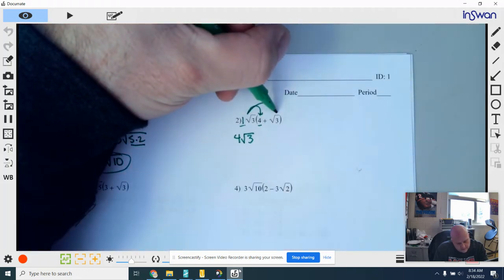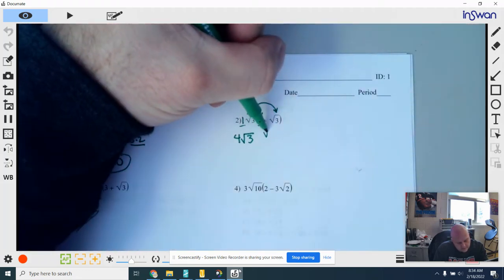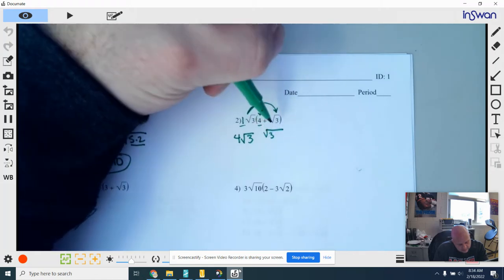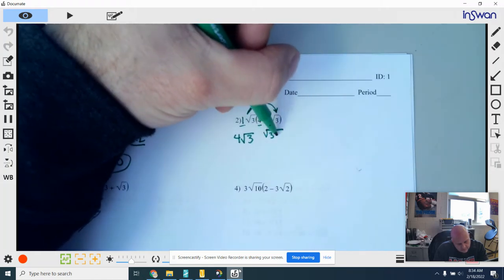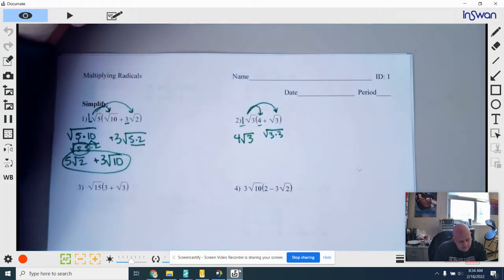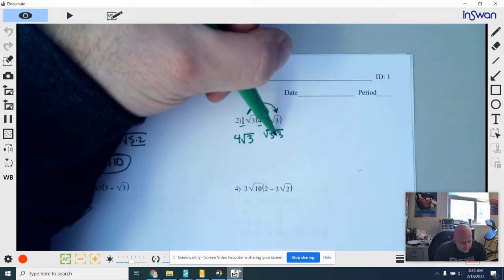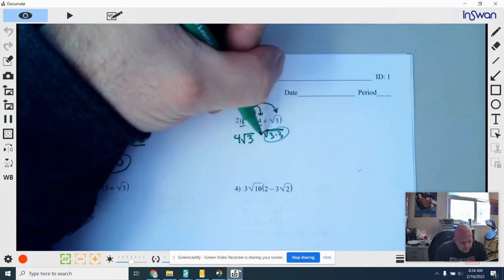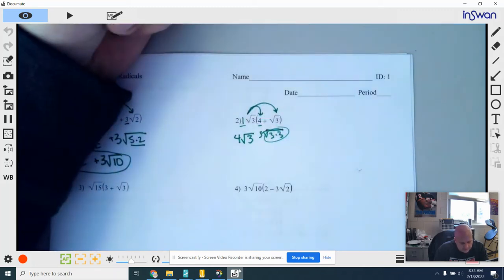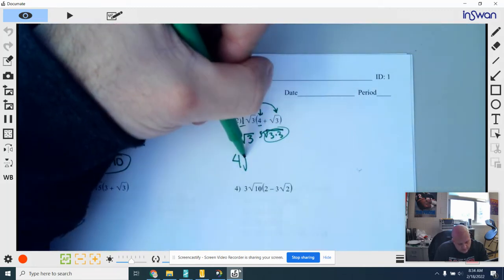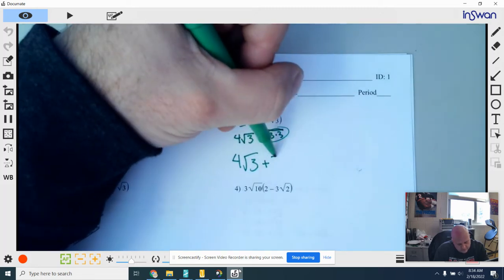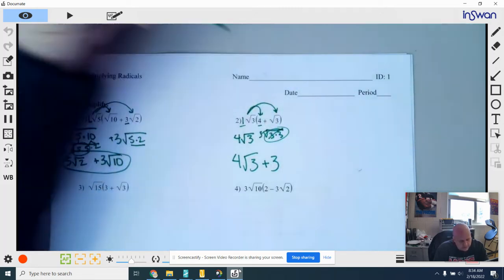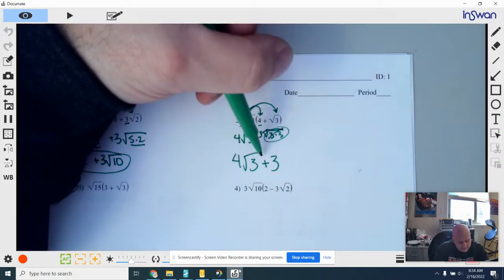And in the back, now you have this outside root 3 coming together with this inside root 3. And look what happens. That's technically the square root of 9. And we just bring out one of them. So you bring out 1. There's nothing left inside. So if I rewrite this, this is 4 root 3 plus 3, because that root symbol just falls away because there are no other factors left.